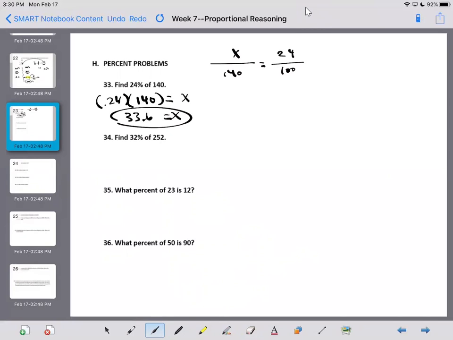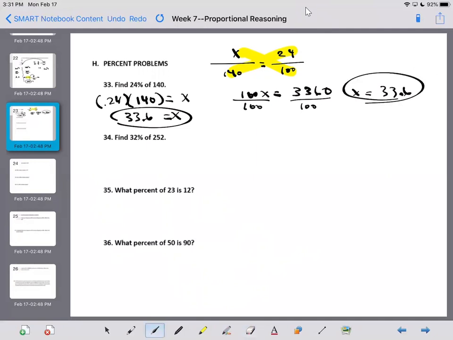So if I could do cross products as one way to solve a proportion, and that would be 100x is equal to, what is 24 multiplied by 140? That's 3,360. Notice what you get when you divide both sides by 100. You're going to get 33 6/10. That's not a percent. That's just 33 6/10. That's your total. That's your amount that you're looking at out of or divided by 100.